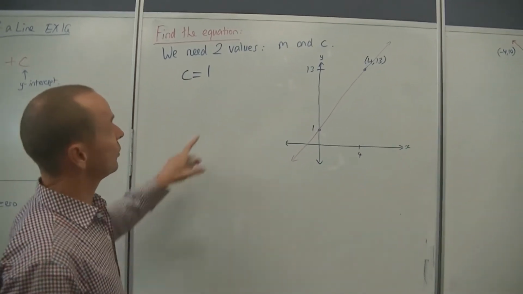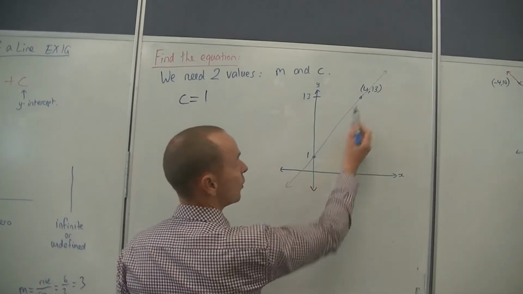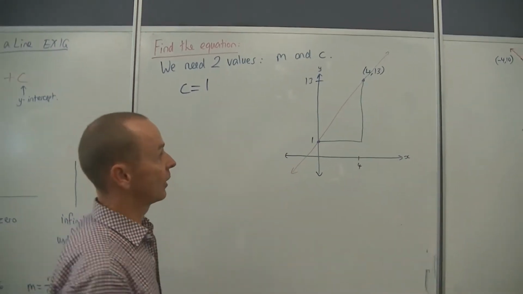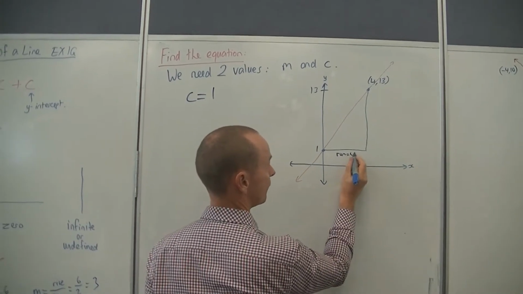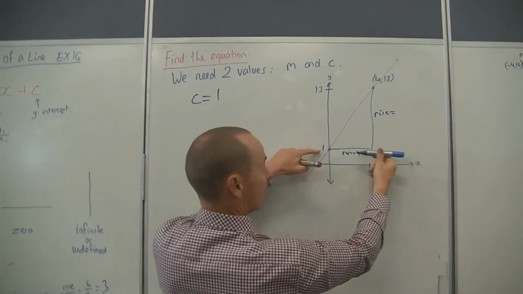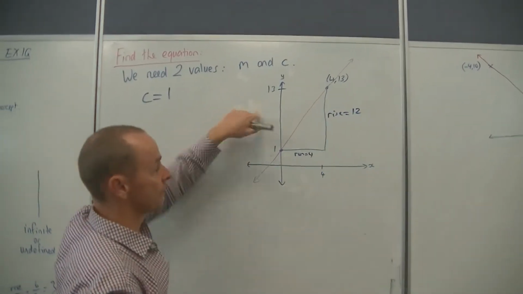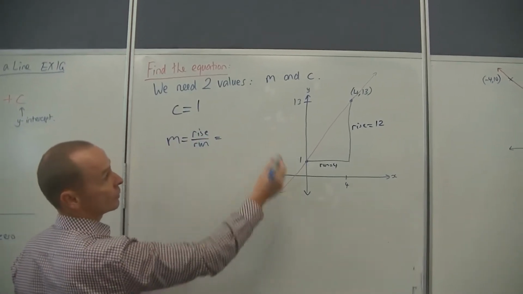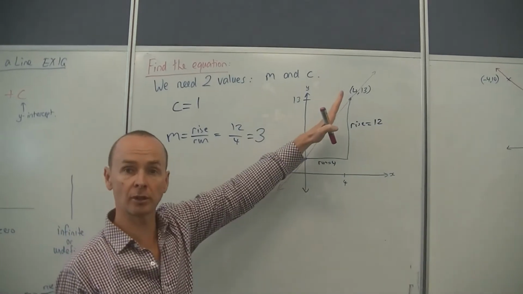Now we just need to find the gradient. How do we do it? We have 2 points. We can draw in our little triangle, just like we did a second ago. The run goes from 0 to 4, so the run is equal to 4. The rise goes from 1, see there 1, all the way up to 13. So 1 to 13, the rise is 12. So we can work out our gradient is rise over run, which is 12 over 4, and simplifies to 3, and it's in the positive direction.